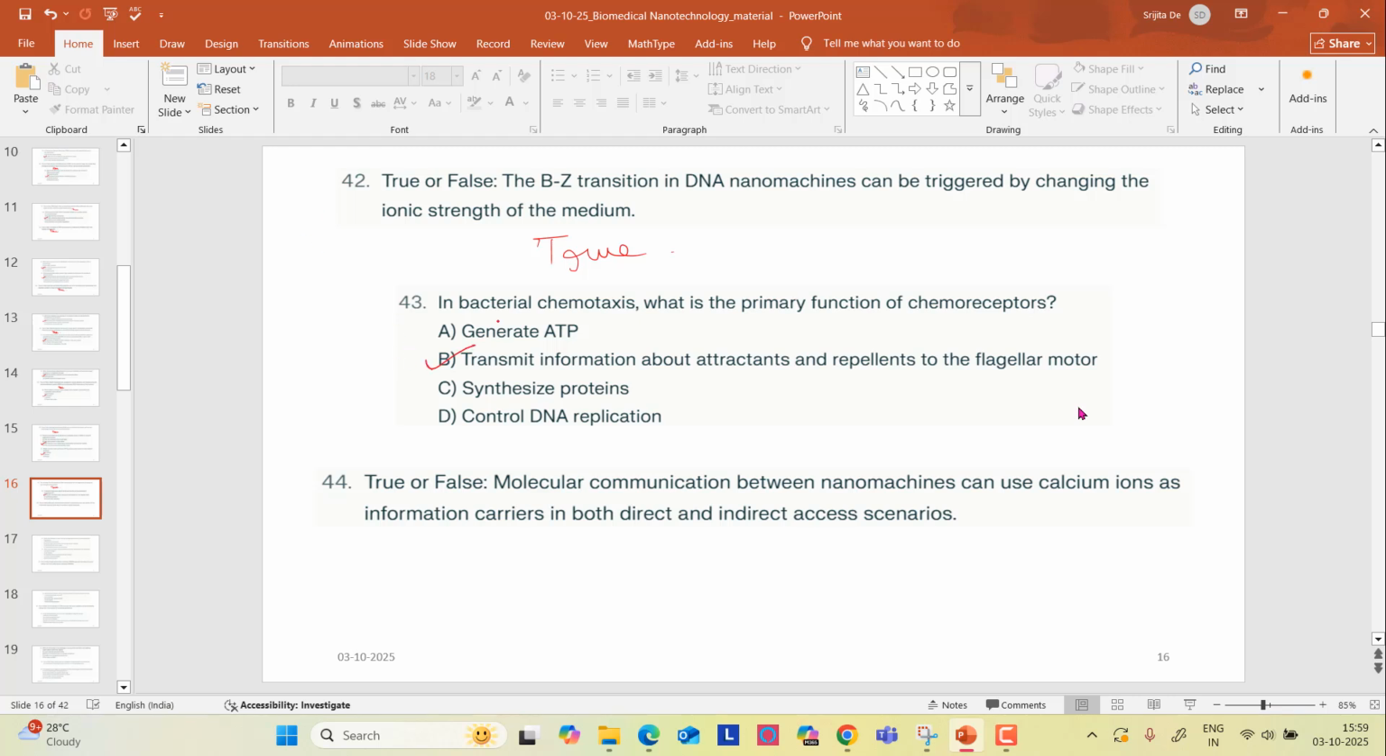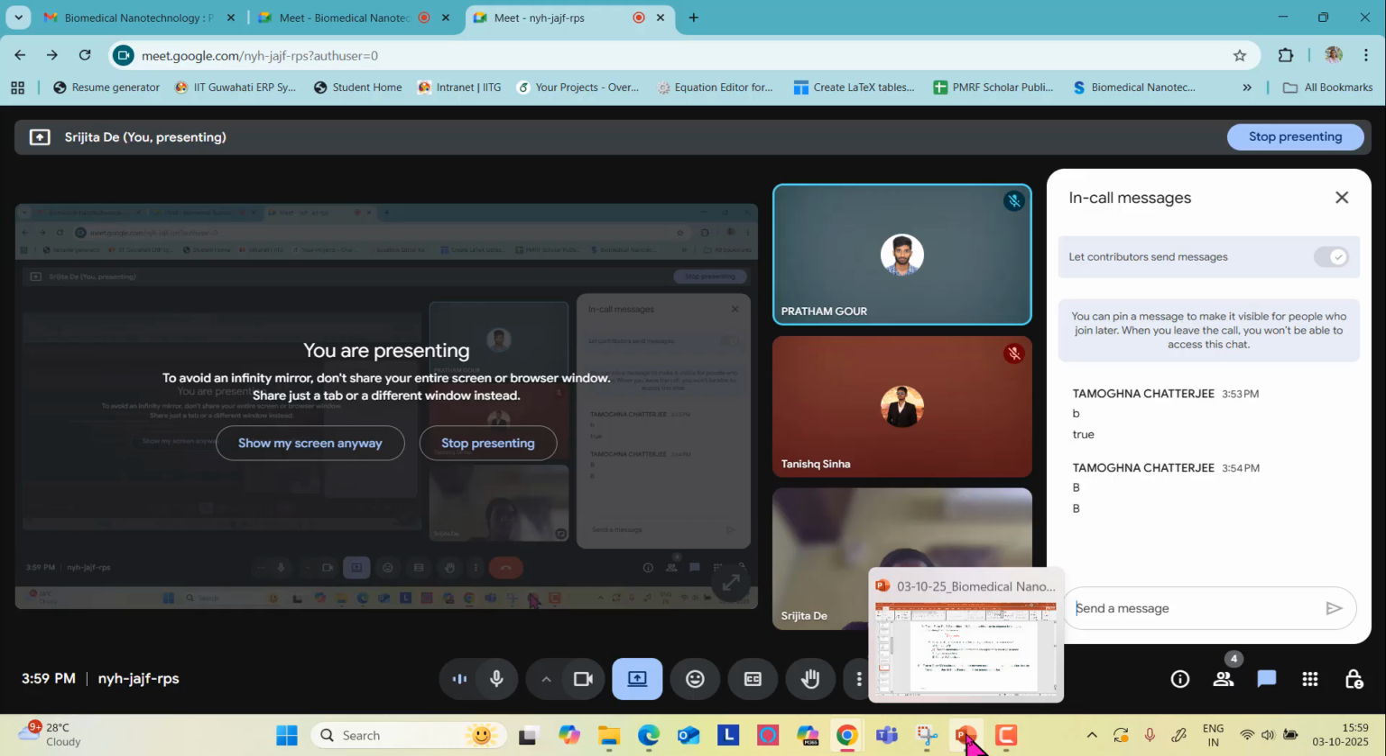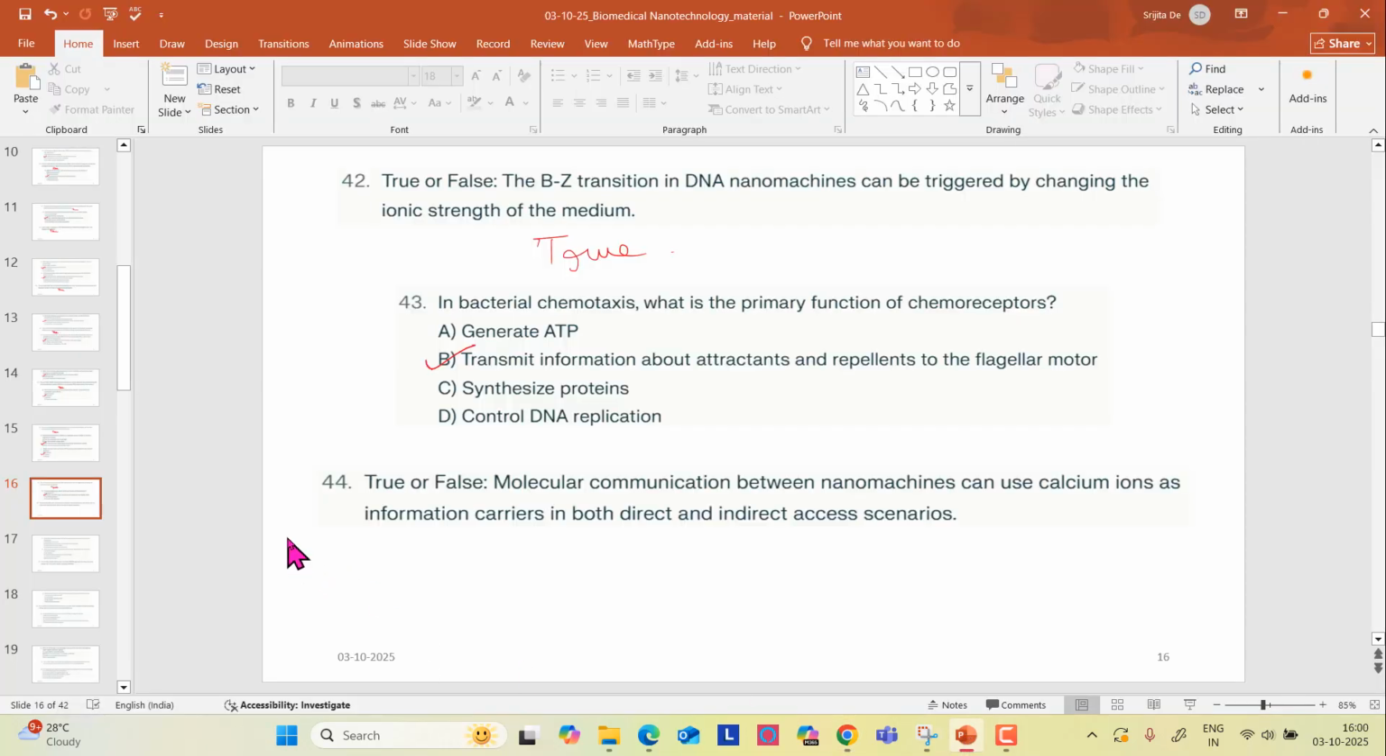Next, molecular communication between nanomachines can use calcium ions as information carriers in both direct and indirect access scenarios. False. It is true, I think, but I have to check once also. I will check it later, but first just complete. I think all these answers are given in the PDF, so we'll confirm there.